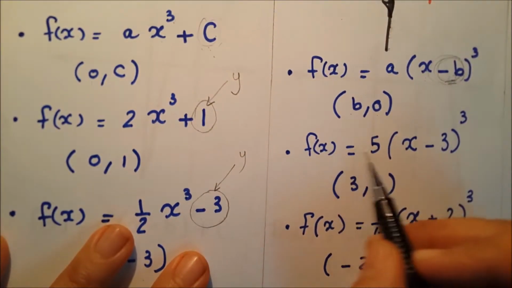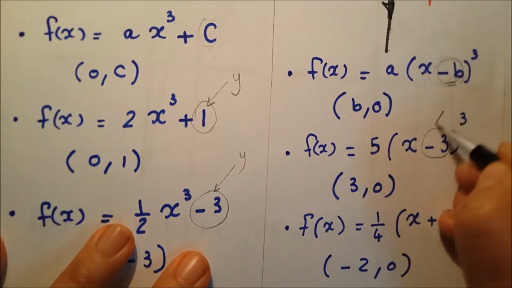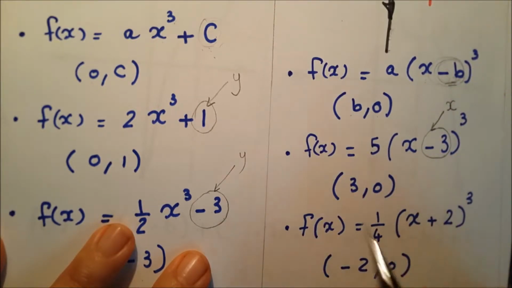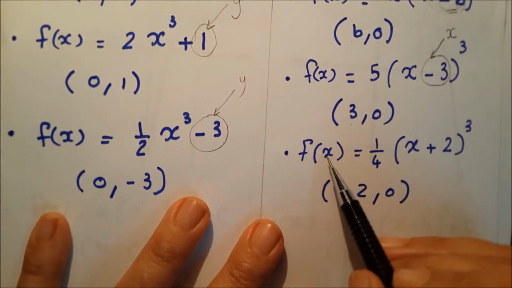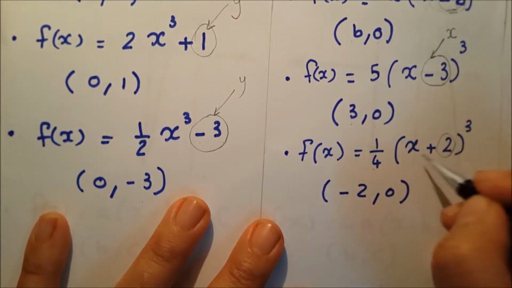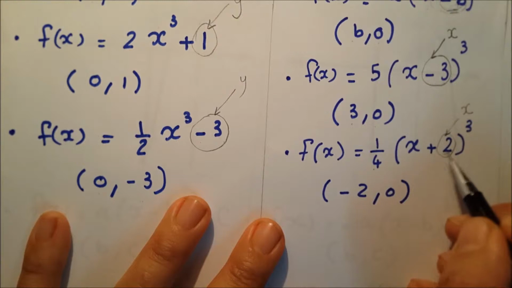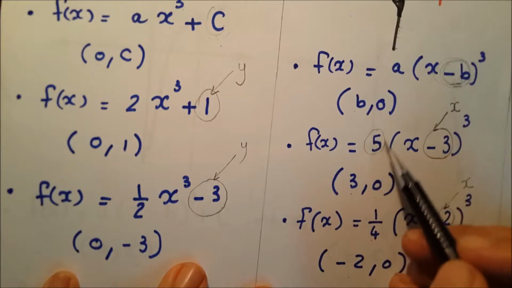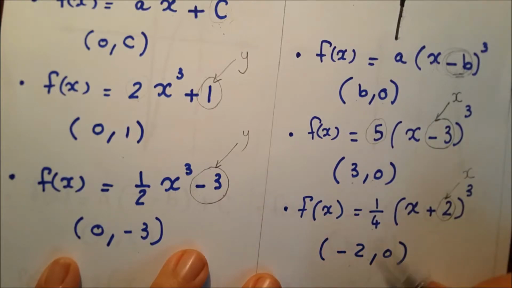For example, f(x) is equal to 5 times (x minus 3) all cubed. The value inside the bracket is for the horizontal translation, or the new x value of the point of symmetry. The new point of symmetry will be at (3, 0). Another example, if f(x) is equal to 1 over 4 times (x plus 2) all cubed, the value added inside the bracket is for the x value of the new point of symmetry. After changing its sign, we have negative 2, so the point of symmetry will be at (-2, 0). And the value and the sign of a will not affect the coordinates of the point of symmetry.